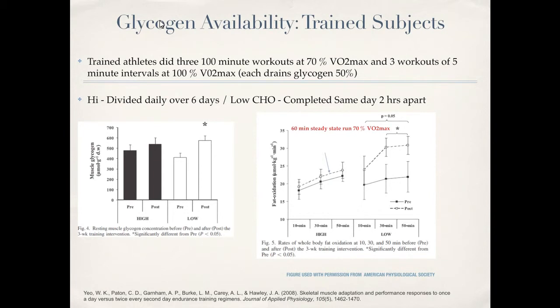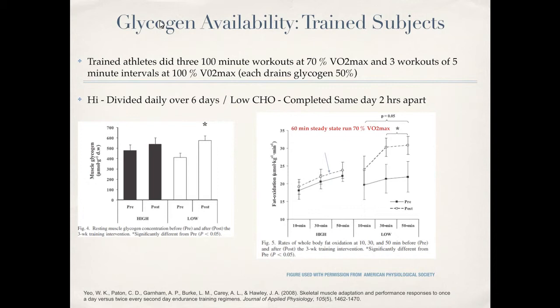So Yale actually looked at trained people. Remember Hansen looked at untrained people? What we had them do is train 3 100-minute workouts at 70% VO2 max and 3 workouts at 5-minute intervals at 100% VO2 max. Each of these is known to drain glycogen by about 50%. So we had the high endogenous situation in which they divided the daily training sessions over 6 days. And then we had the low CHO condition, and they completed the training sessions on the same day. So they do the low intensity, 2 hours later they'd follow up with the high intensity.